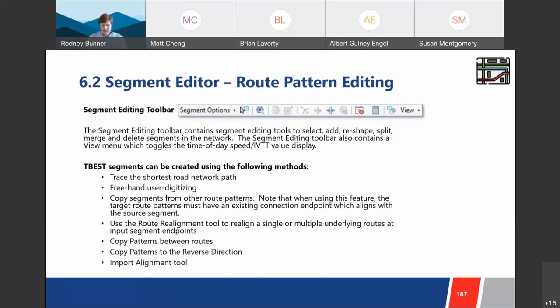You have copy patterns between routes. You can copy patterns in the reverse direction. You can also use the import alignment tool. That is actually a way to import a shapefile alignment directly into a TBEST route pattern so that you can use the geometry that was defined in the shapefile and use that inside of TBEST.